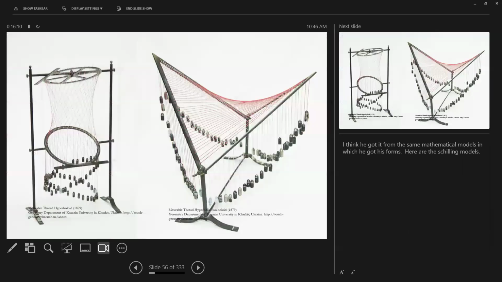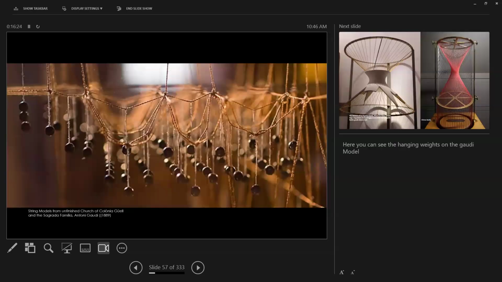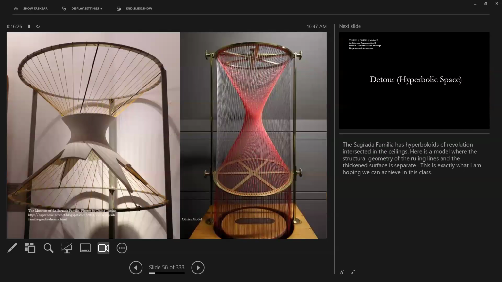But I have to say, I feel like he probably got this idea, it's not documented, but I think he must have gotten it from these, which are also these hanging three-dimensional forms that were the same place that he would have gotten the ruled surface thing. And you can see the same forms here in the Museum of the Sagrada Familia. So these are the mathematical models, the Olivier model, and this is one in the Gaudi Museum.